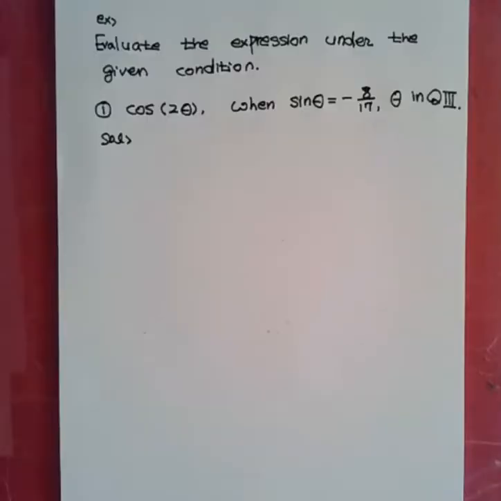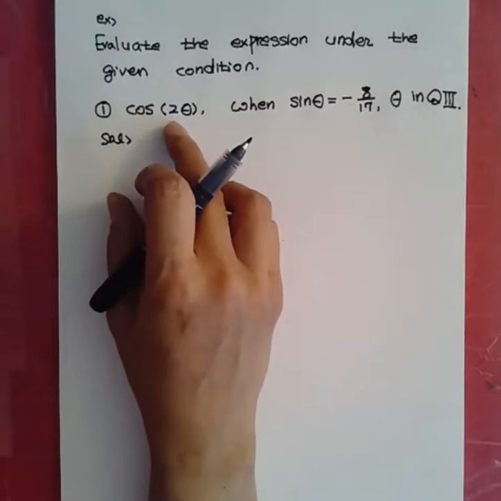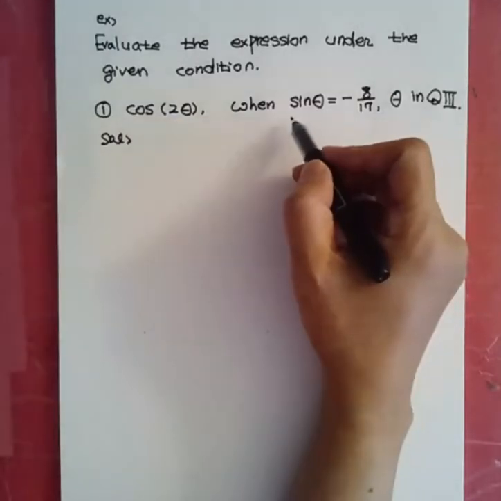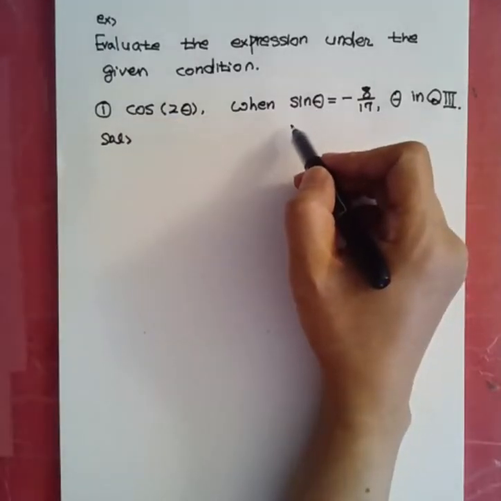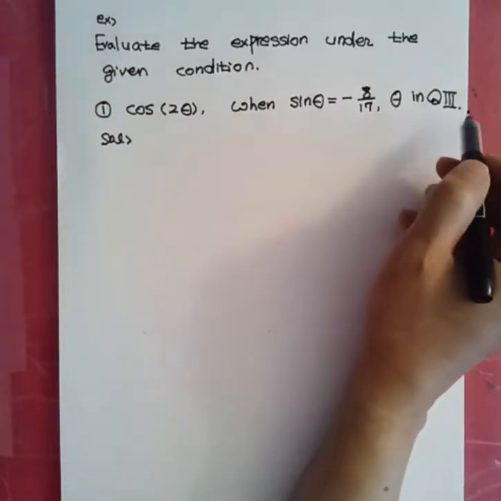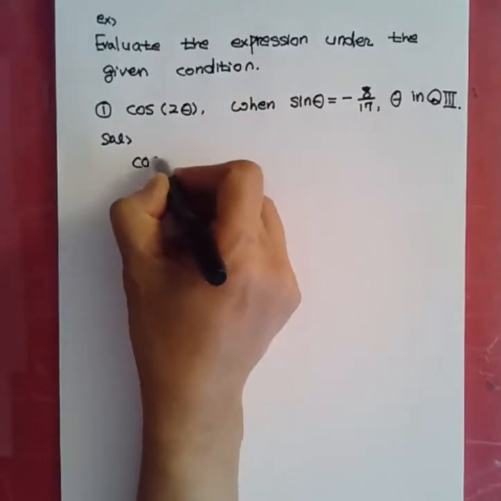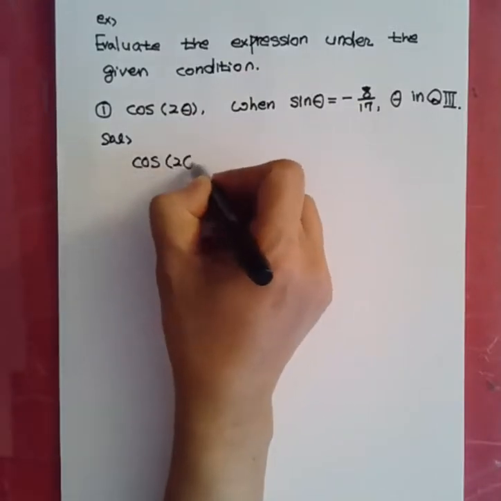Let's do the problem. The problem is evaluating the expression under the given condition. The first problem is evaluating cosine of 2 theta. The given condition is about the sine value, and we know the angle is in the third quadrant. We have to use the double angle formula for cosine.